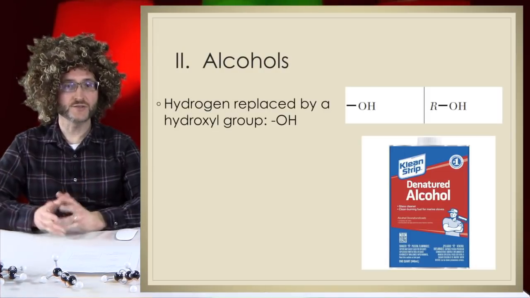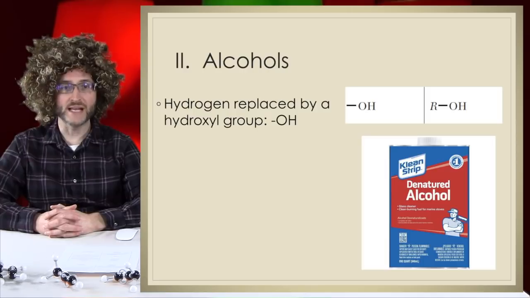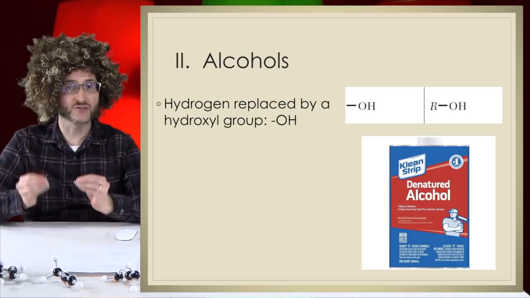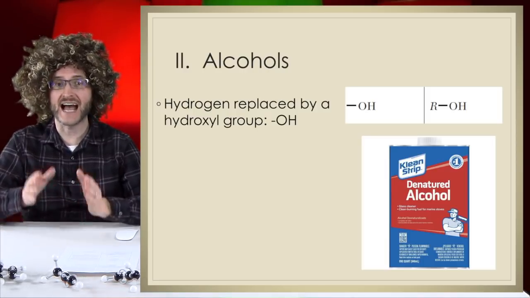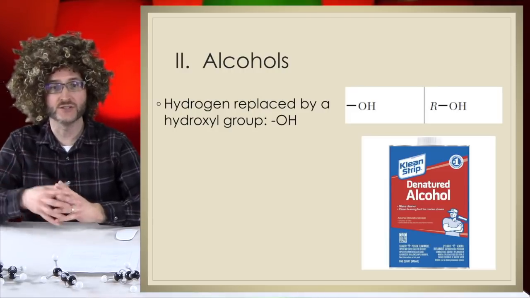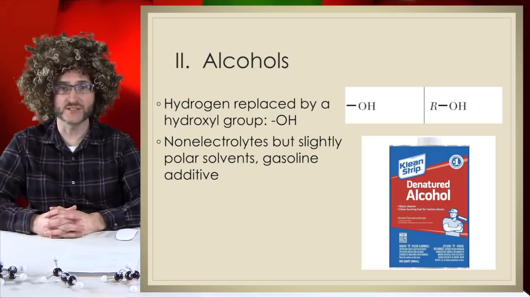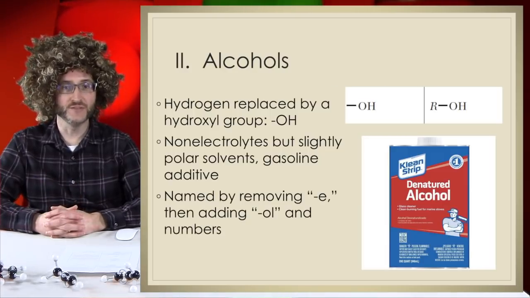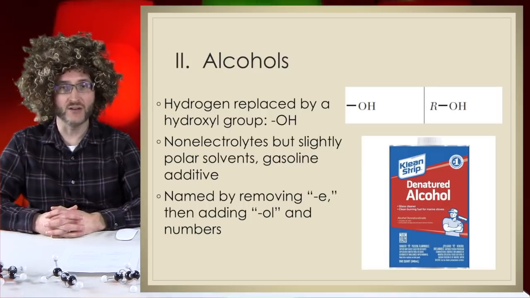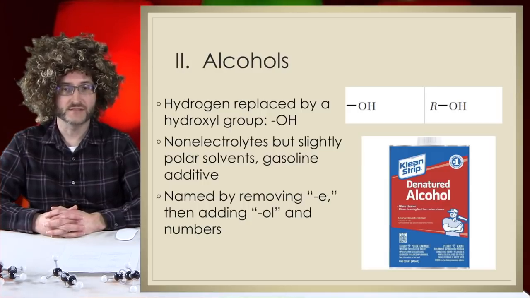Alcohols. Hydrogen is replaced by a hydroxyl group, OH. Now technically this is not a hydroxide ion, OH-. It's called a hydroxyl group, just OH, no charge. Alcohols are non-electrolytes, but they're slightly polar solvents. They're used as a gasoline additive. Named by removing E, then adding OL or all, and numbers.